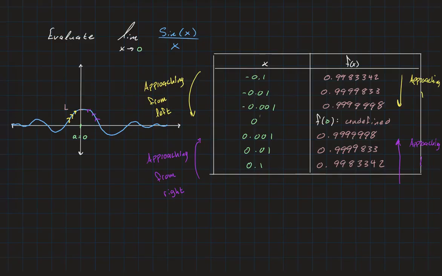And as we approach from the right, we have some symmetry right here. This function is symmetric about the y-axis, so we get the same values. As I approach from the right, I get closer and closer and closer to 1. So we can go ahead and say that if we evaluate this limit, the limit as x approaches 0 of sine of x over x is equal to 1.